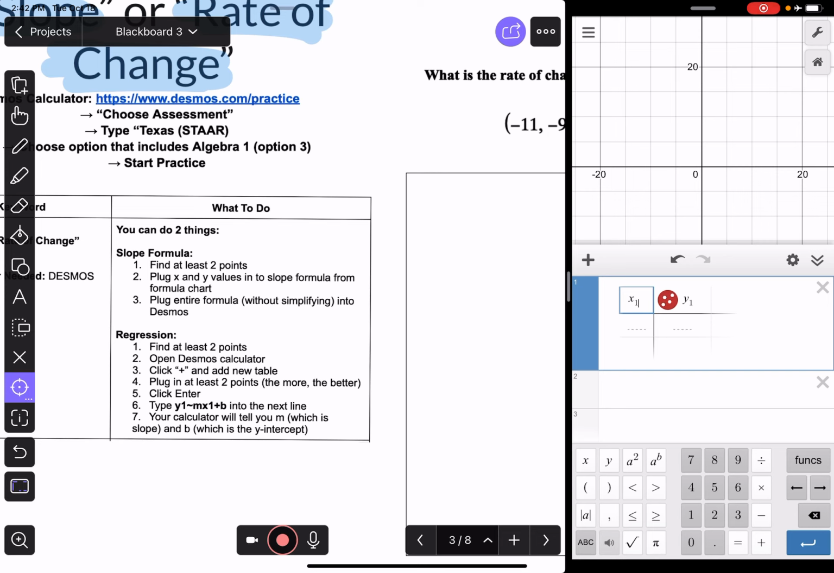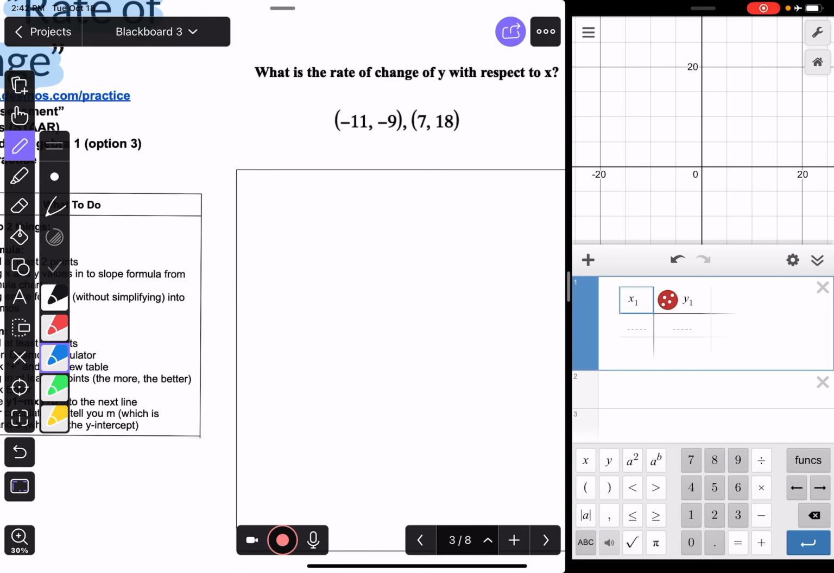And then it says plug in at least 2 points. So we're going to add in our 2 points that it gave us. Let's go back to this problem. We're going to add in the point negative 11, negative 9, and then 7, 18.